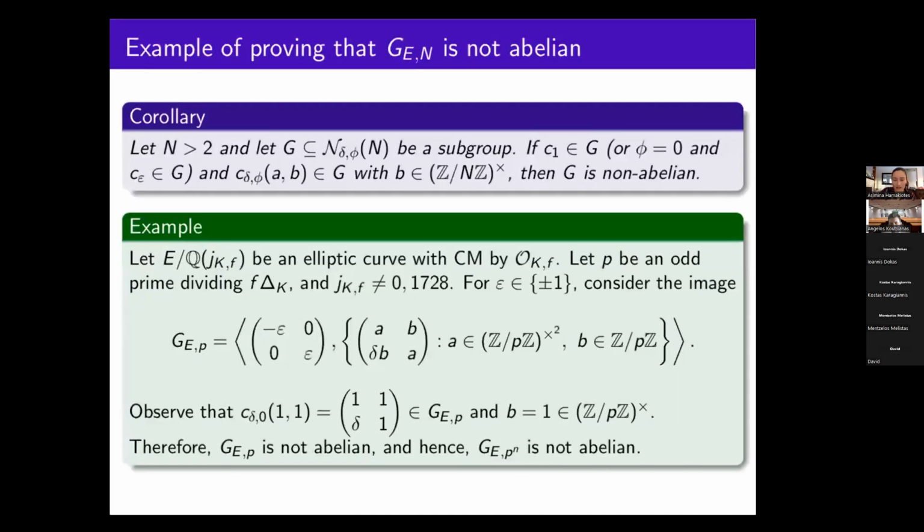And so here is one possible image. If we let P be an odd prime dividing F delta K and J(E) not 0 or 1728, you can either have that the image is the full normalizer, but we know that the full normalizer is not abelian, so we don't need to check that. Or we can get this possible image, where this is the C epsilon that we looked at, and now here we have some Cartan matrix where phi is 0, and we have these conditions on A and B. So you can see that the matrix (1, 1; delta, 1) is in here, and we also have C epsilon in here. And in this case, B is a unit, so we can deduce that this group is not abelian. G_E(p) is not abelian, so G_E(p^n) is not going to be abelian.